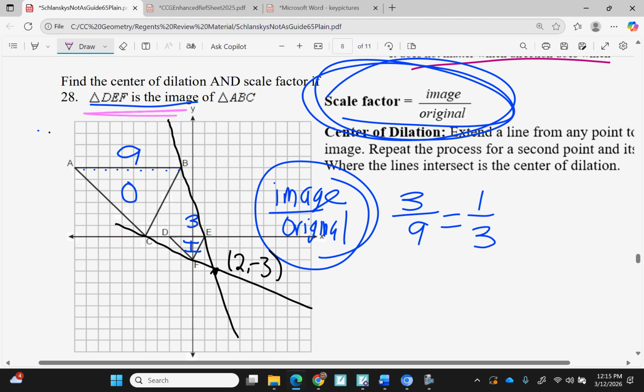And then while we were talking about it, to find the center of dilation, connect any point to its image, extend the line, do the same thing for another point its image. Where they meet, that's your center of dilation, and use a straight edge. I just don't have access to a straight edge right now.